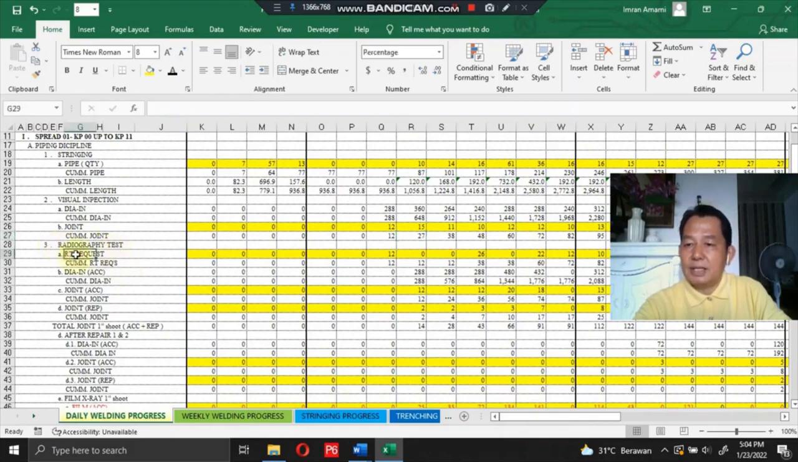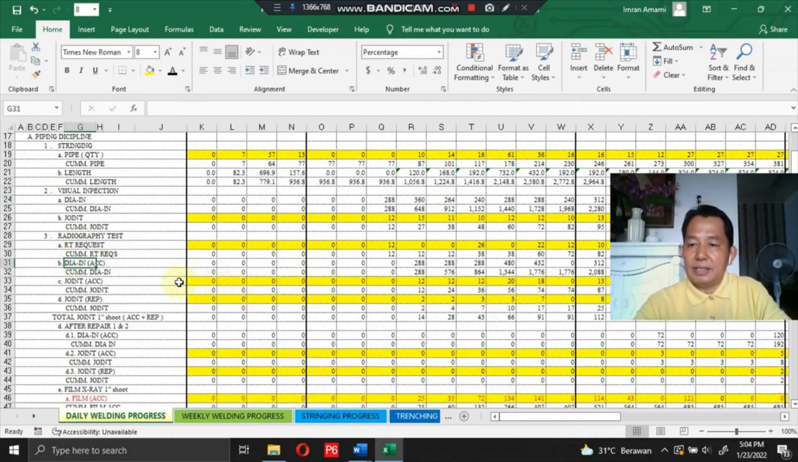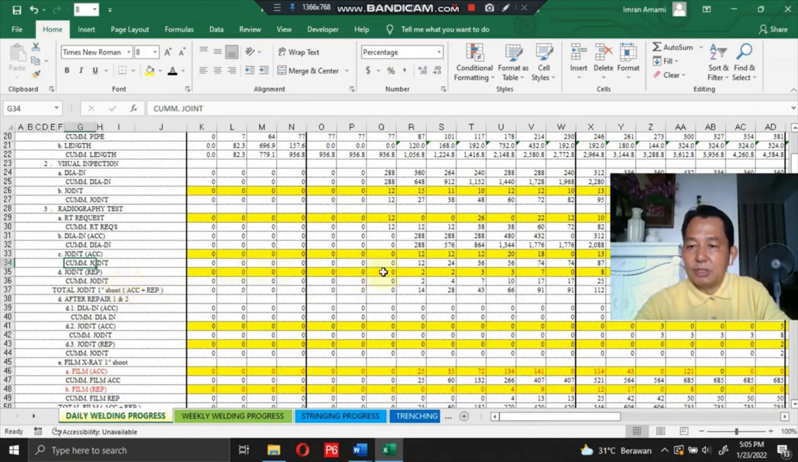Any radiographic test? Yes, RT request means radiographic test request, and then cumulative radiographic test request. This is dye-in, approved dye-in. Dye-in ACC means approved dye-in. This is cumulative dye-in. And then joint ACC means approved joint, and any cumulative joint. Joint rep means joint repair.